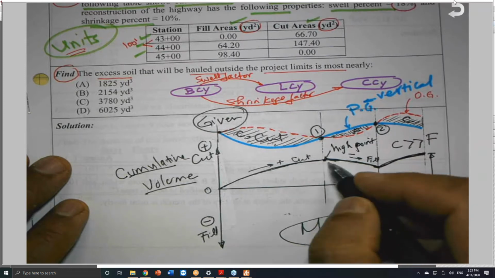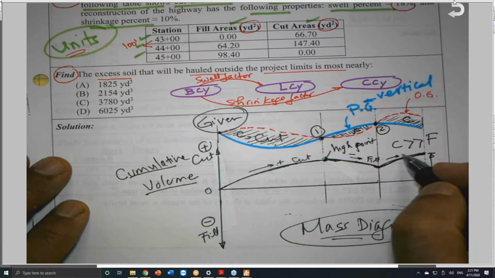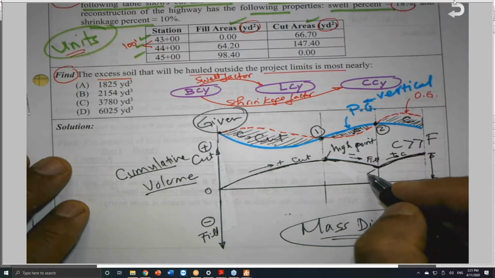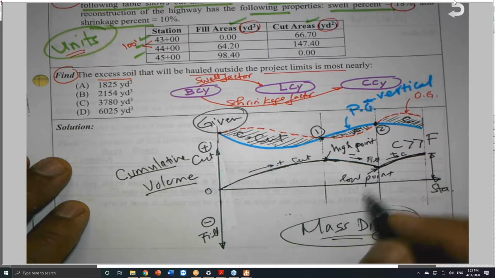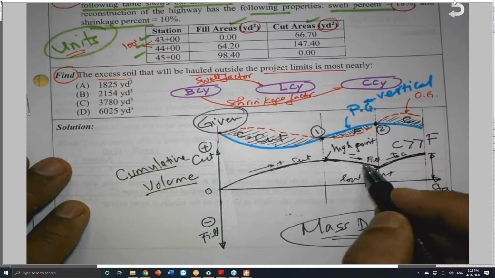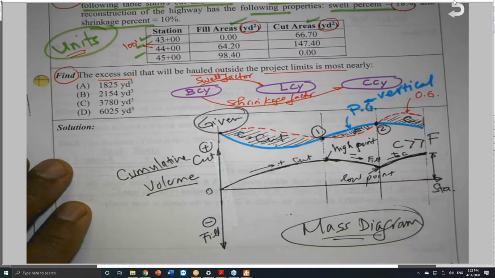A high point is a transitioning from cut to fill. Low point, this is start to cut again. A low point, this is a low point. A low point on a mass diagram is transitioning from fill to cut. Here it is.